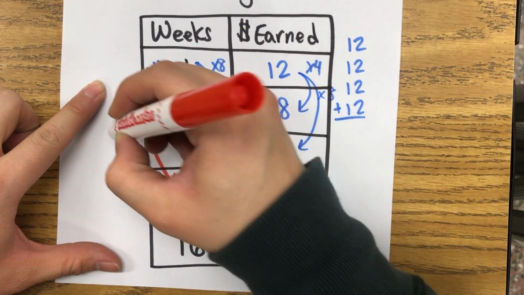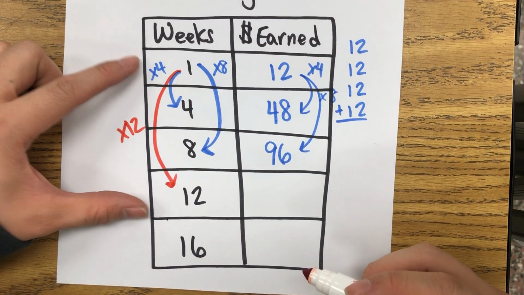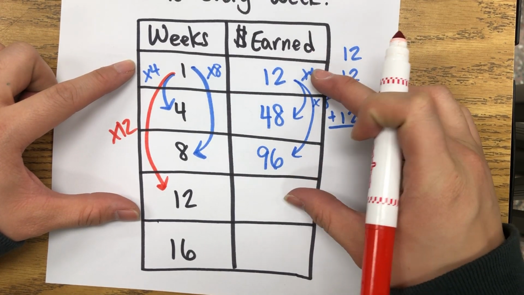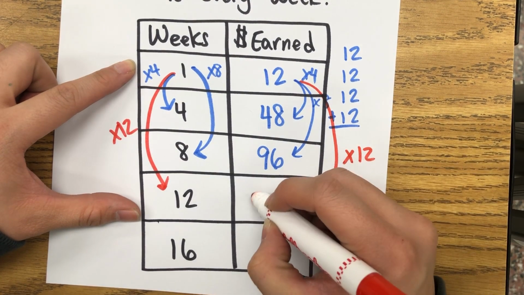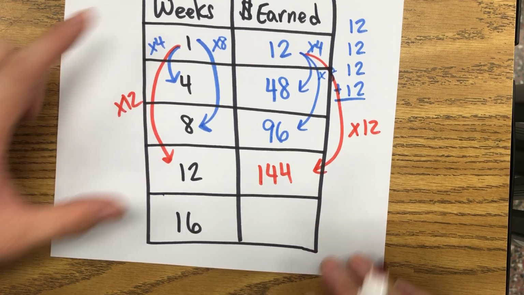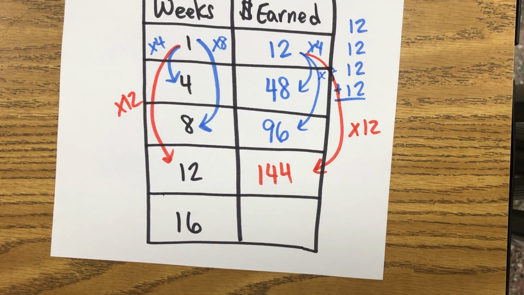1 to 12 is times 12. So this jump size needs to be the same. I need to go 12 times 12, which is 144. Last one, how do I get to 16?